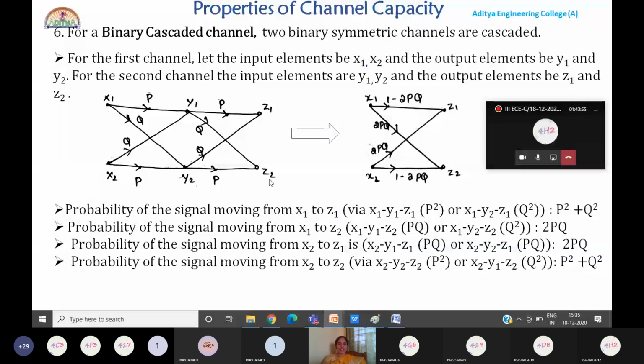Similarly, I think you can calculate now from x1 to z2. Can any one of you tell me how many paths are available to move from x1 to z2? Any one of you?